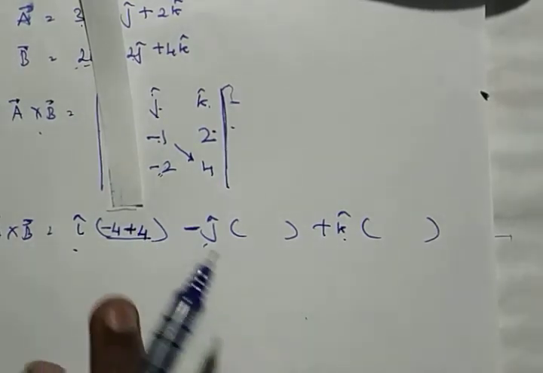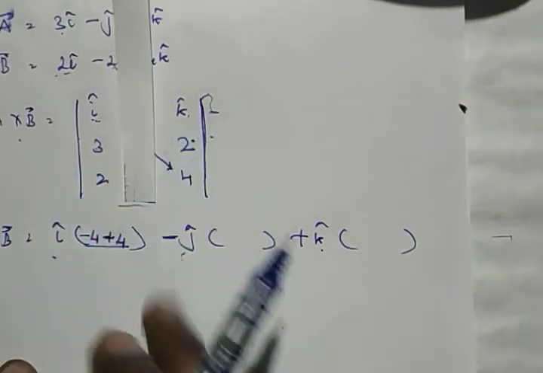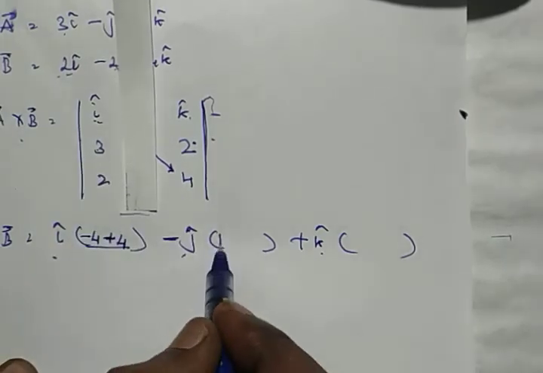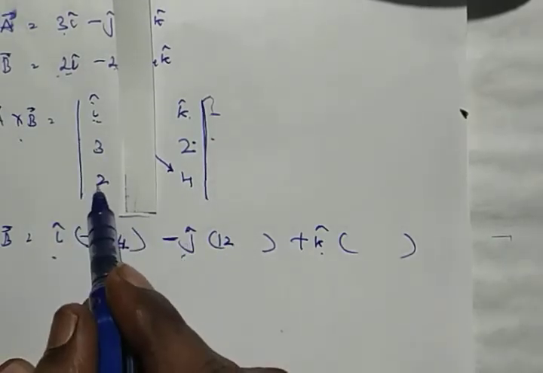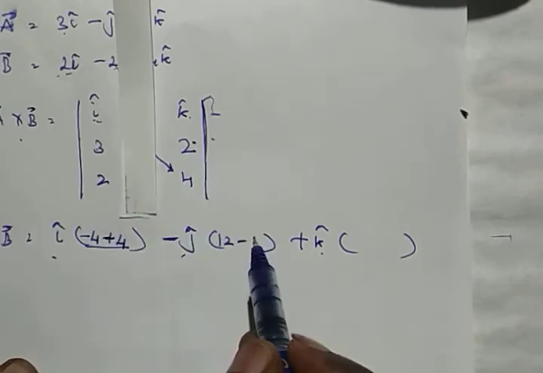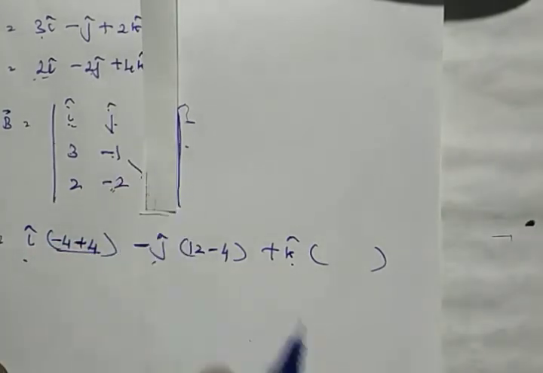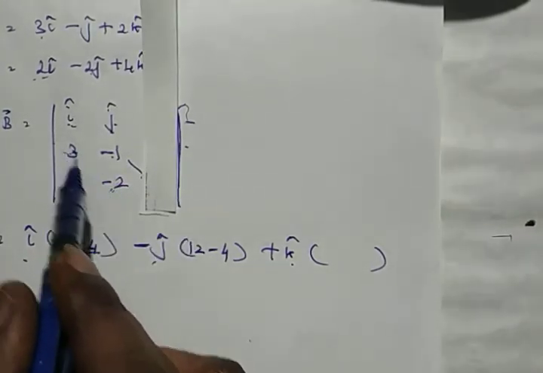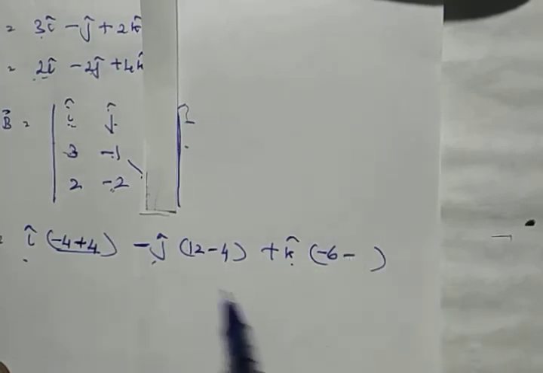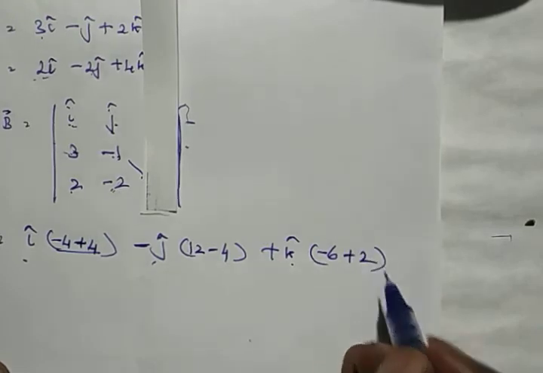The next one, you go ahead and do this particular thing. For J cap, 3 and 4, it's going to be equal to 12. And then minus, immediately you put here, 2 and 2 will become 4. The next one, similarly, hide this one. Now 3 and 2 will become minus 6. Minus 2 and 1 will become plus 2.